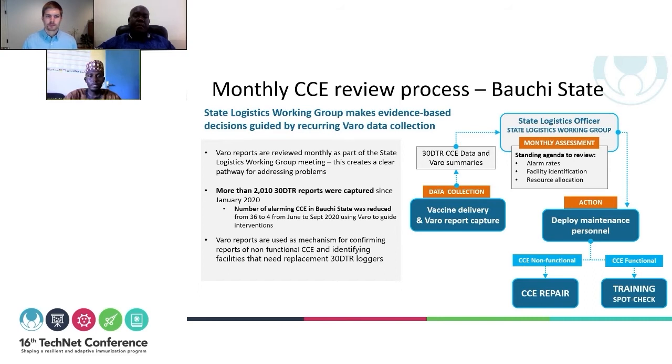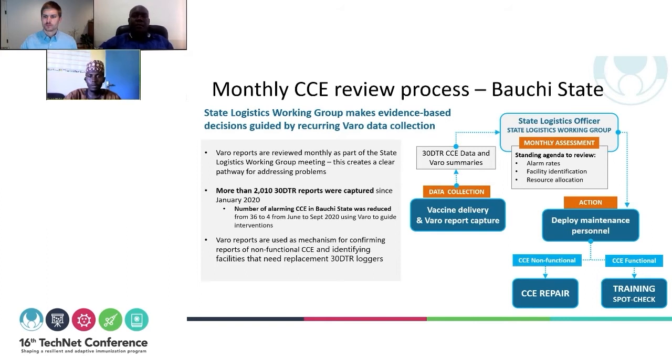Okay, let's look at the CCE data review process in the states. VARO reports are reviewed monthly as part of the State Logistic Working Group meeting, and this creates a clear pathway for addressing problems. How does it happen? At the end of every month, the vaccine delivery drivers deliver vaccine and at the same time collect CCE data using the VARO application and send it to an email which is set up by the states.